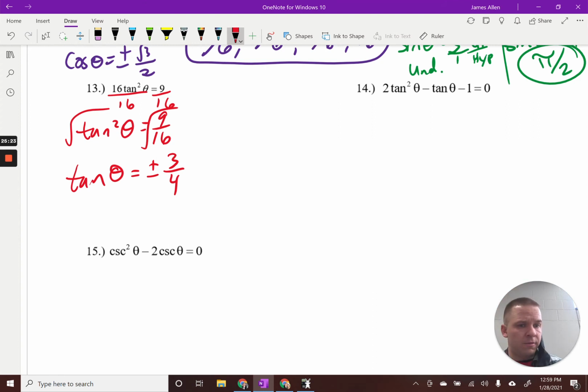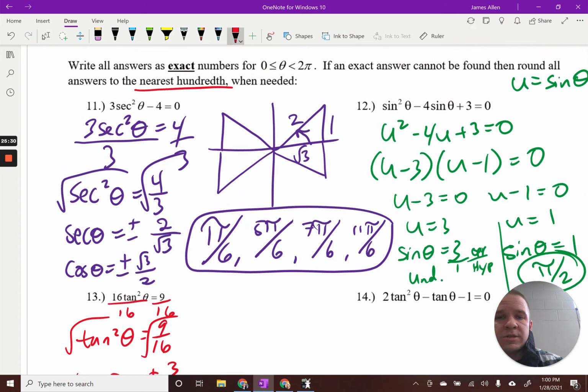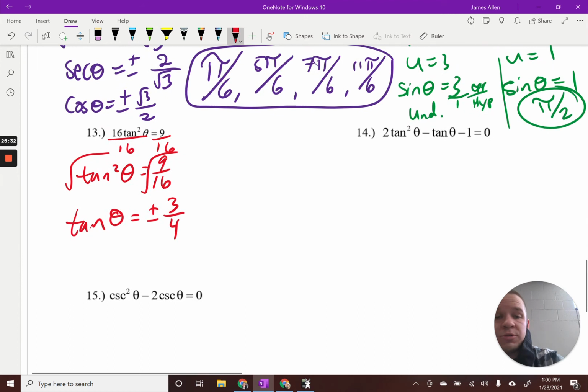And although the 3 and the 4 might look familiar and wonderful, this is not going to be a situation where we can do exact answers. And the directions did say up here, nearest hundredth when needed. Okay, so that's the situation we have here. This is not a 30, 60, 90.